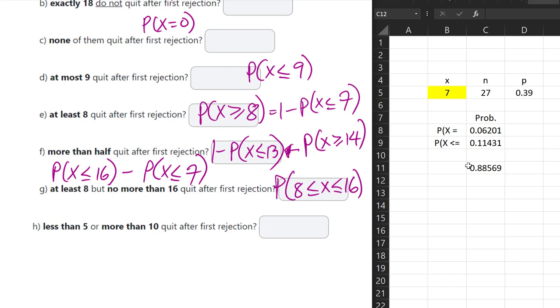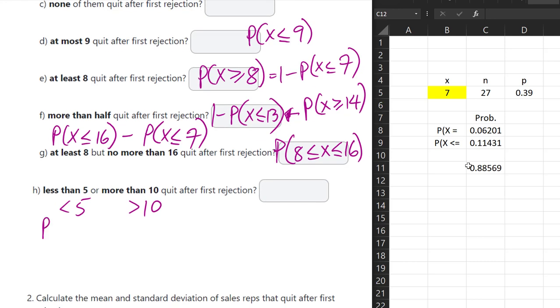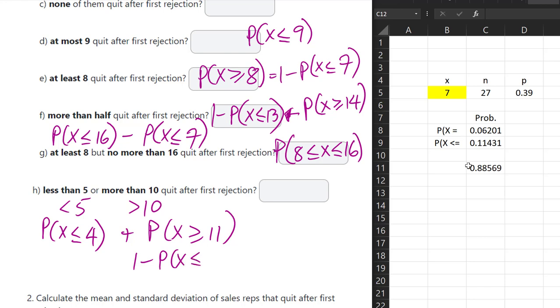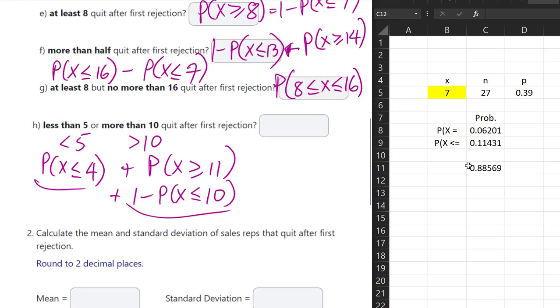Now for this next one, less than 5, greater than 10. So in this case, less than 5 will be X less than or equal to 4. Greater than 10 starts at 11. So that is plus X greater or equal to 11. Or we can say 1 minus everything all the way to 10. Okay, so we add these two and that will give us the answer there.